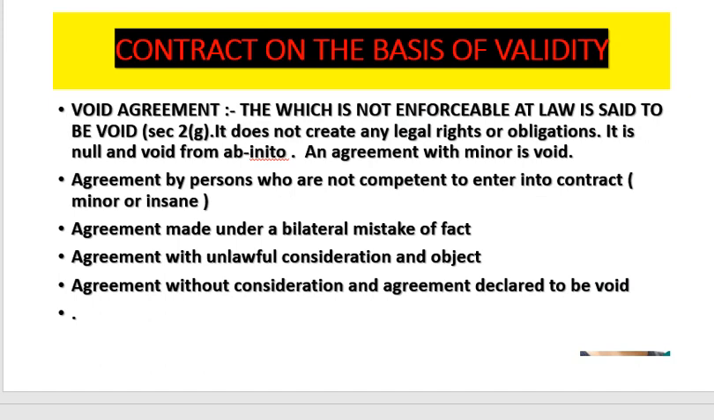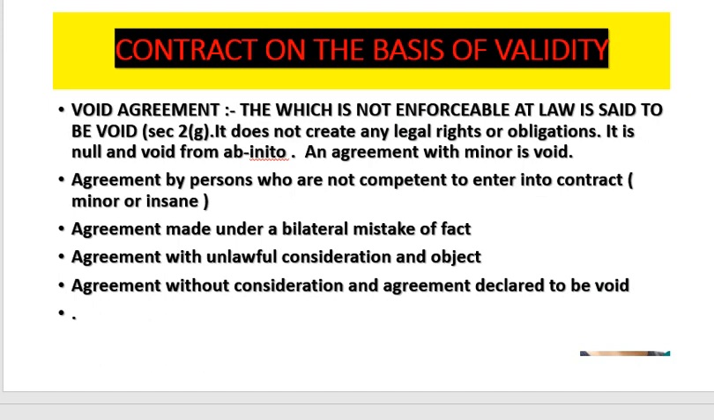Next is the void agreement. There is a difference between the void agreement and the void contract. A void contract was valid when it was formed. But a void agreement is void from the very beginning. It does not have any legal effect. The agreement which is not enforceable at law is said to be void under Section 2(g). It does not create any legal right or obligation. It is null and void ab initio, meaning from the very beginning.